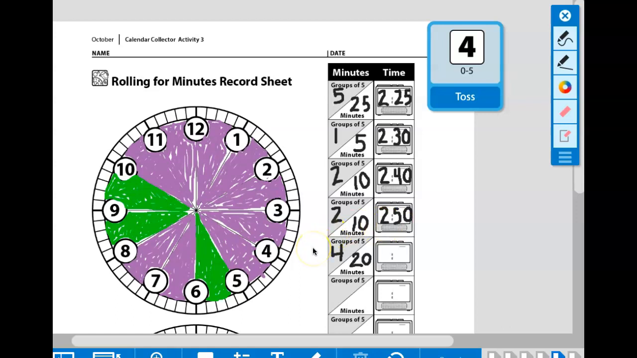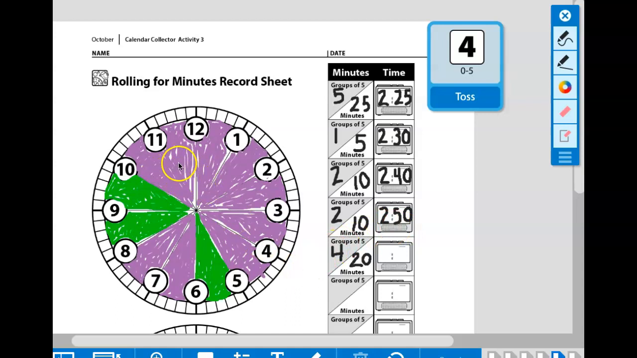Now, on Tuesday, I rolled our dice again to collect 4 more groups of 5 minutes. How many minutes are in 4 groups of 5 minutes? If you look at our record sheet, you can see that there are 20 minutes. Now, we need to change our time. We need to add 20 minutes to 2:50.